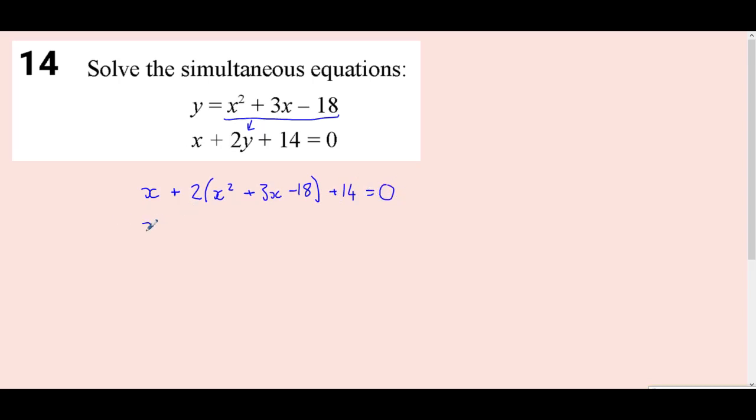We want to expand and then simplify. So we've got x plus 2x squared plus 6x, subtract 36, add 14 equals 0.